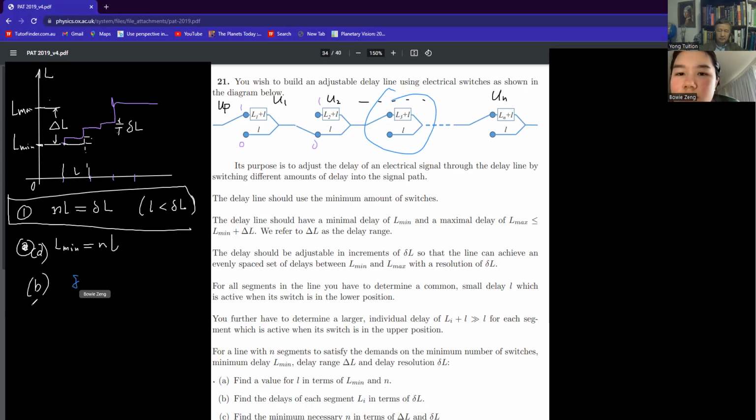So this one is the increment. It is not constant. Well, you have to read. I also don't quite understand why they introduce this delta L. Can we read again? The delay should be adjustable in increments of delta L. That is the smallest total delay. Do you agree? That is the smallest total delay.